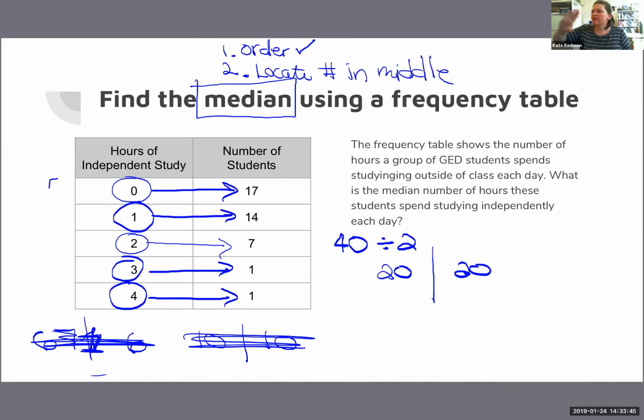So we don't have to list out all the numbers. We just have to locate the 20th and 21st student. We just need to know that middle student. That's all we need. We don't need all the other students. So how are we going to find it? Well, it's pretty simple.